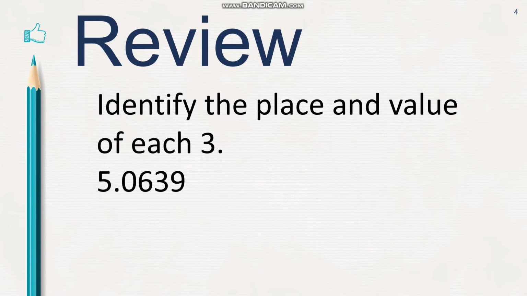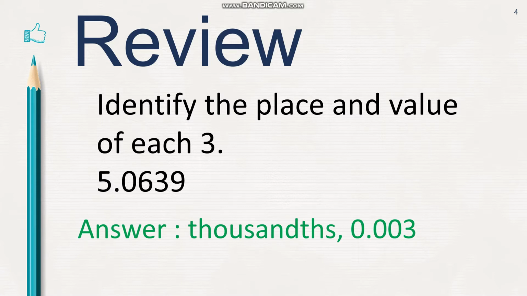Let's have a review. Let's identify the place and the value of each 3. The first given, 5,639,000. So the answer is thousands place and the value is 3,000.